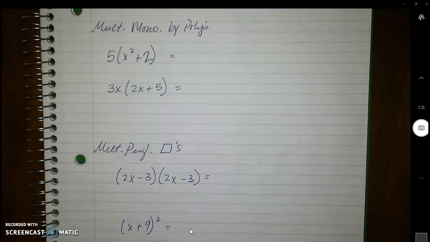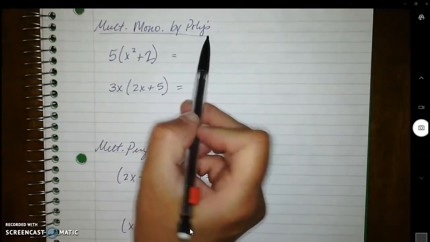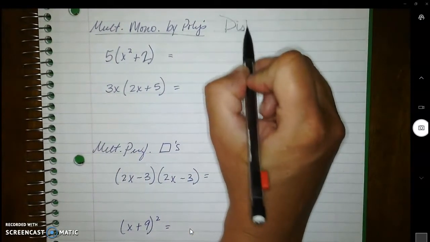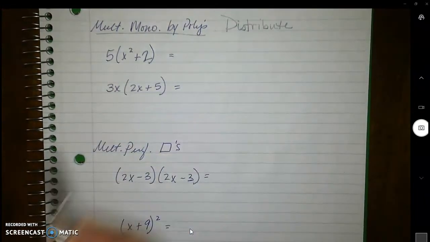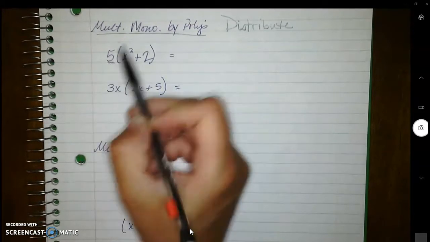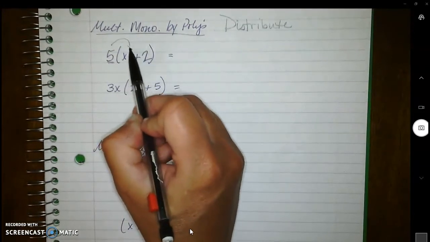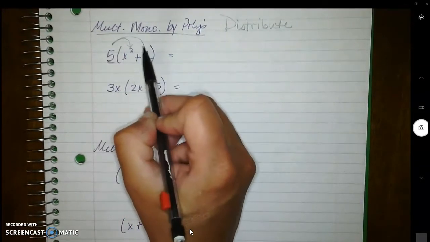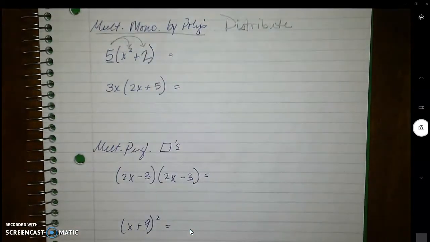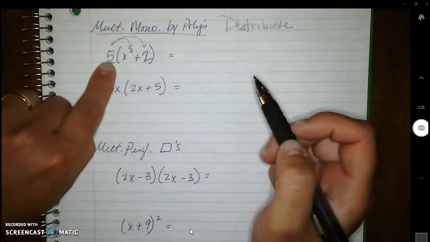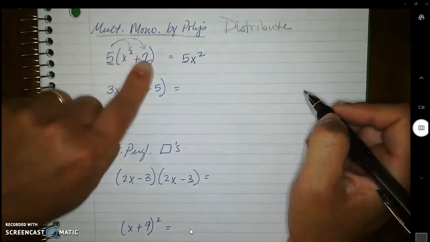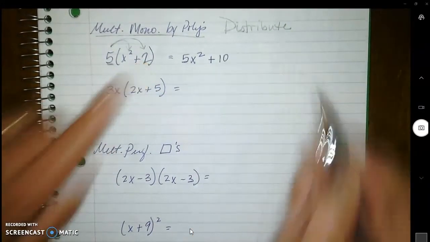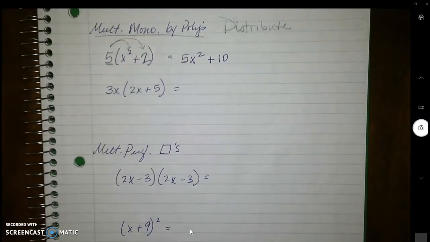So when you do these problems, for the first one, for multiplying monomials by polynomials, you're literally just distributing, okay? That's it. That's all you're doing, I promise. So you're going to take this number that's out here on the outside, and you're going to distribute it into the inside of parentheses. And when you distribute it in, you have to multiply it, okay? So 5 times x squared is 5x squared. 5 times 2 is 10. And that's it, Ethan. I promise that's all you got to write, okay?